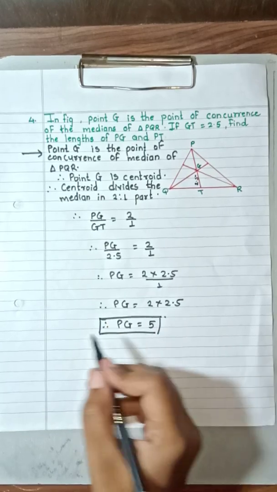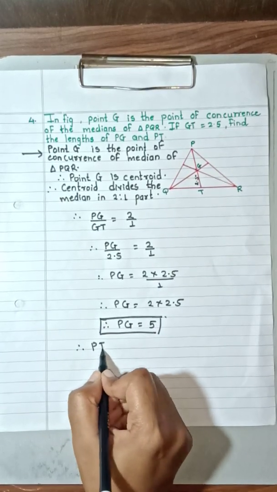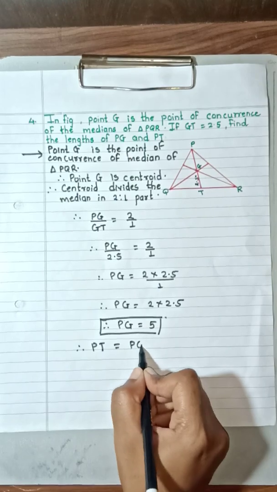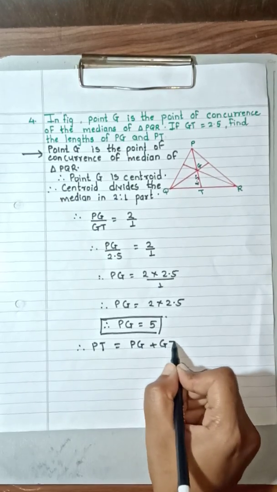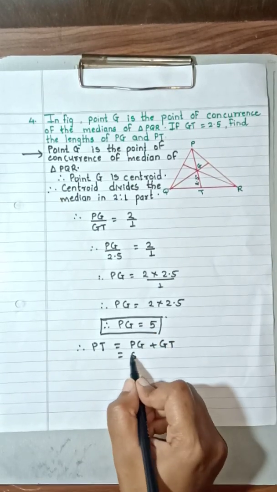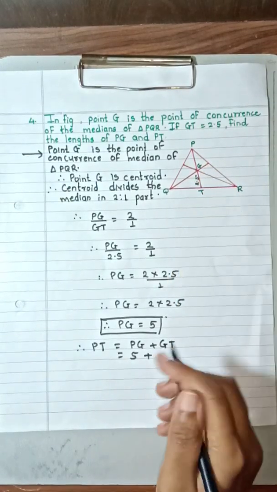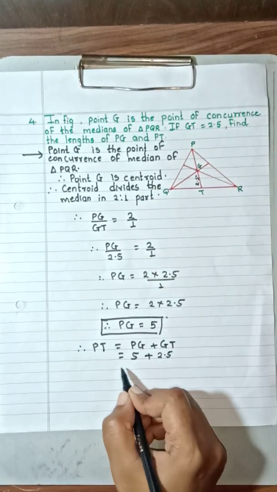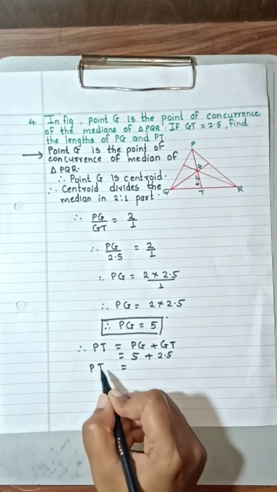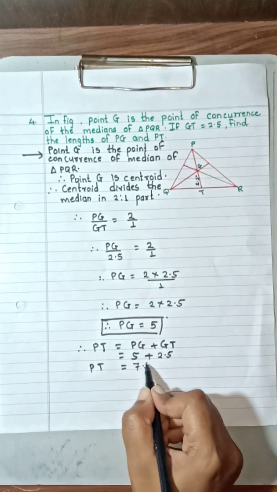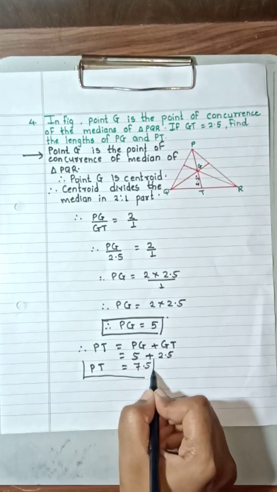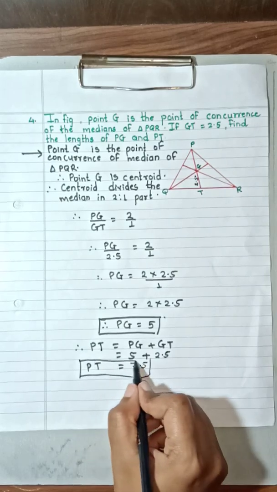Now you have to find PT. PT is equal to PG plus GT. Now PG is 5 plus GT is already given, that is 2.5. Therefore PT will be 7.5. So in this way we have completed practice set 3.3.